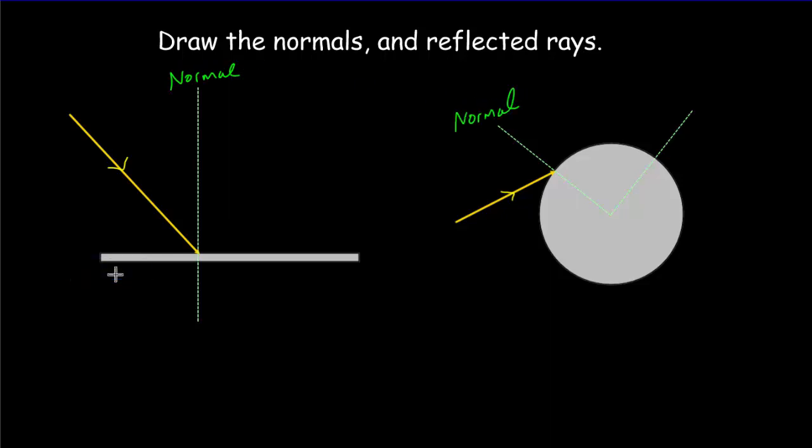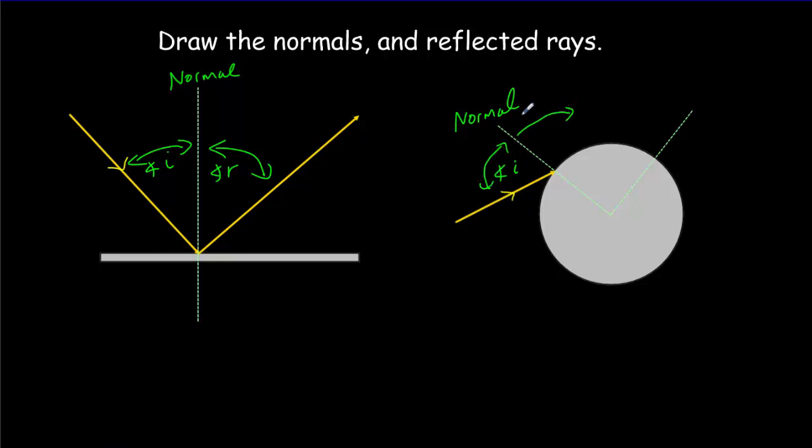Now for the reflected lines on this one, I just need a line coming this way, approximately like that, such that this angle here is the same size as this angle here. And then I do the same thing over here. So I need to make this angle of incidence the same size as the angle of reflection over on this side. So it should look approximately like that. Incident ray, reflected ray, incident ray, reflected ray.